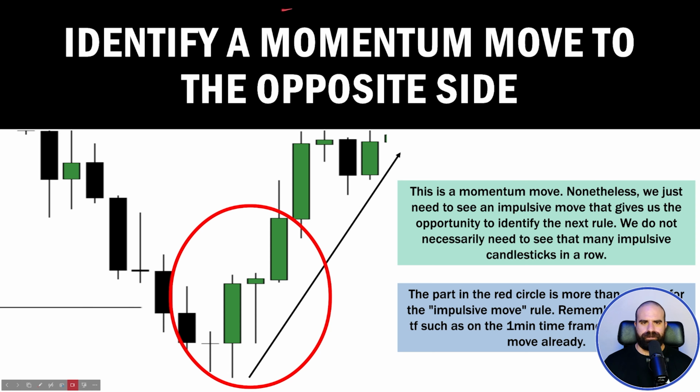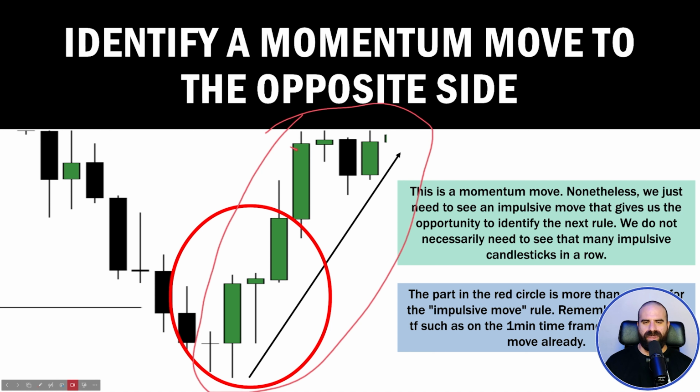Let's proceed. Now, what are we doing? We are scaling down to the 5-minute time frame, and we are identifying a momentum move to the opposite side. This is the momentum move, as you see it, the one that I have highlighted with a dark arrow, all of this move, but I say, nonetheless, we need to see an impulsive move that gives us the opportunity to identify our next rule. We will not be waiting for this whole thing to take place.